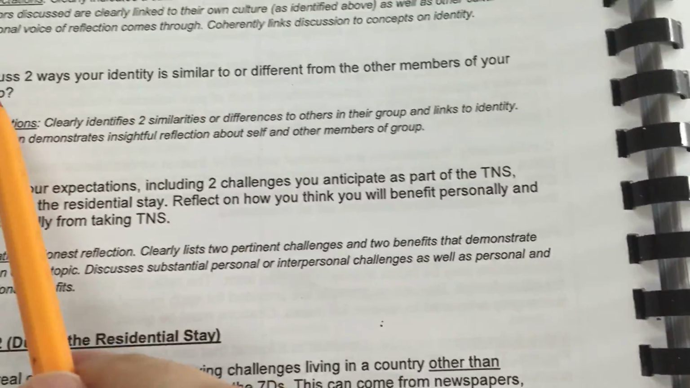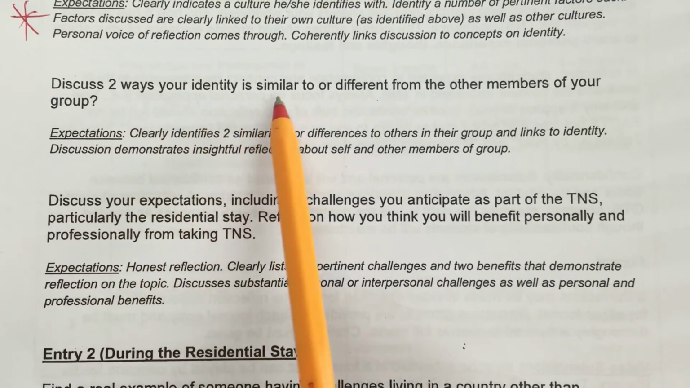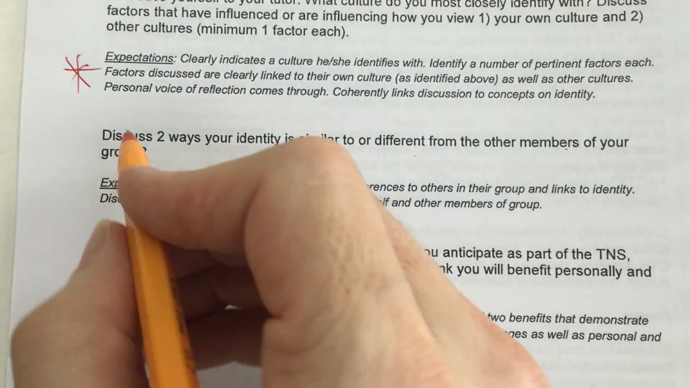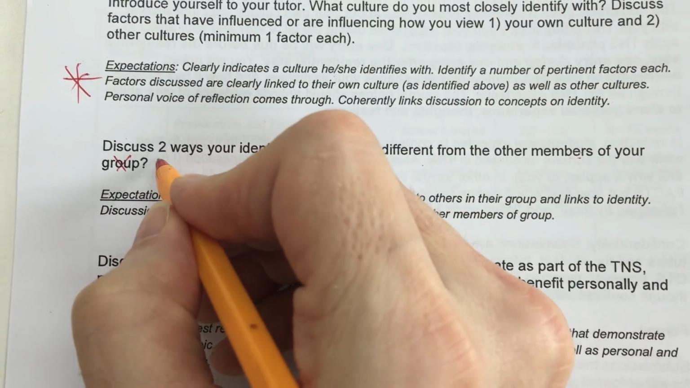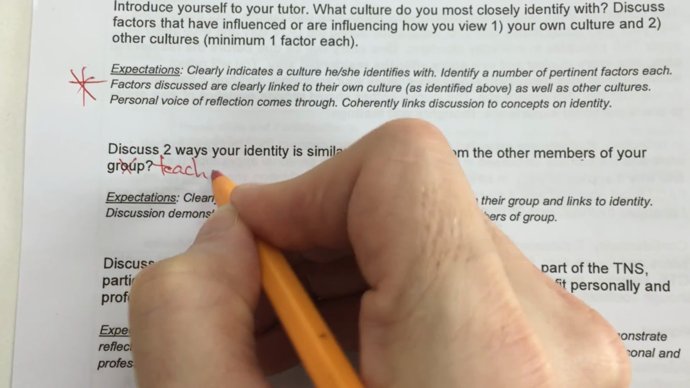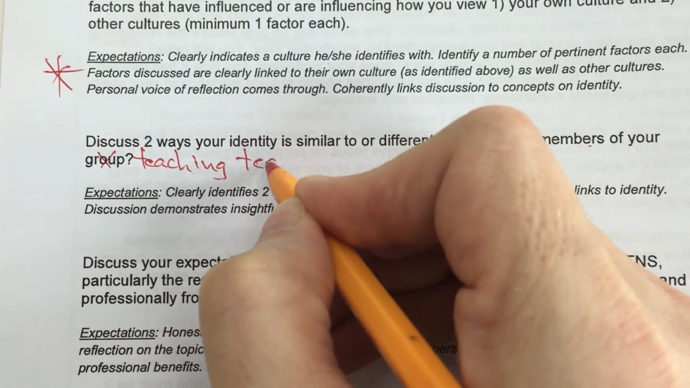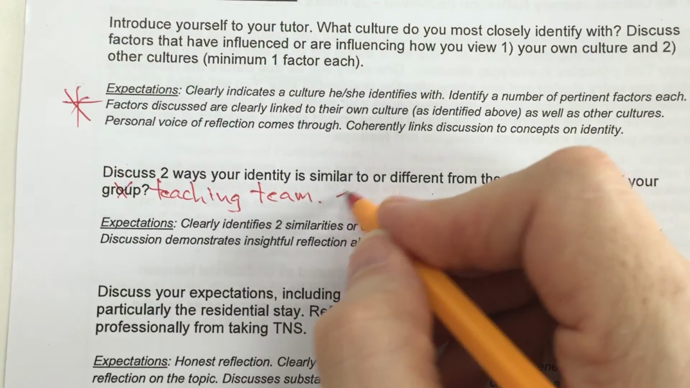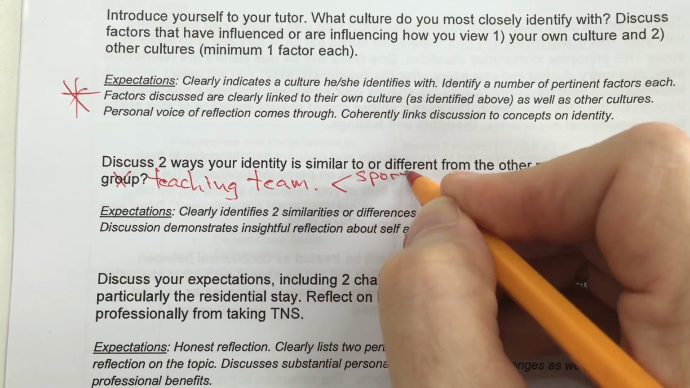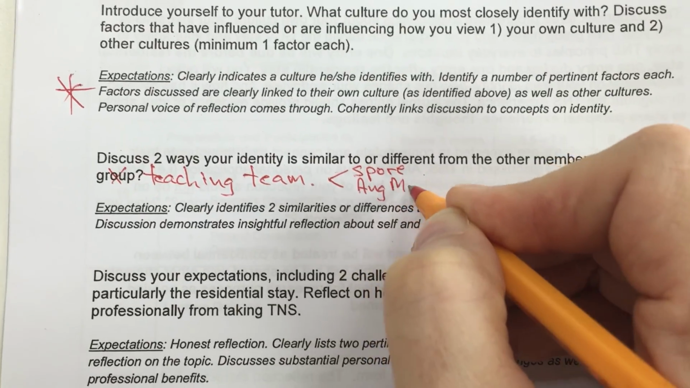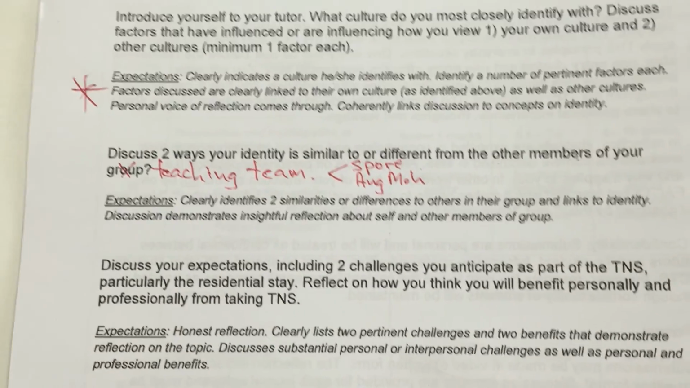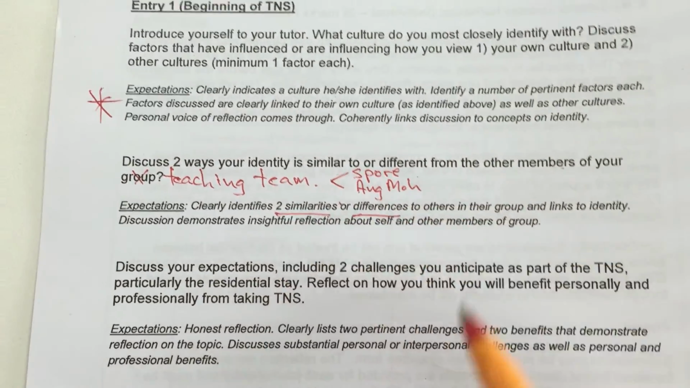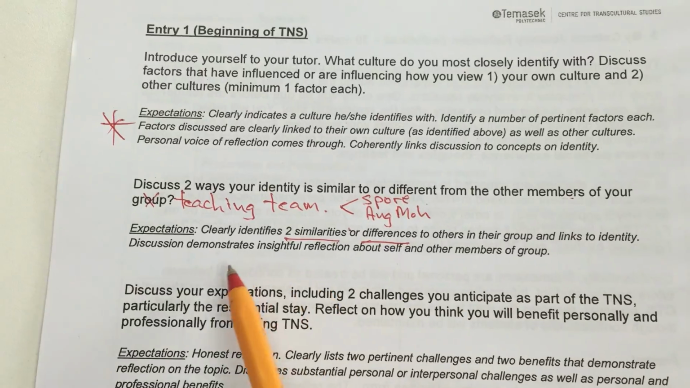Now, the next question: discuss 2 ways your identity is similar or different to other members of your group. Okay, I'm a teacher and you're a student, so I'm not going to use the word group. I'm going to use teaching team. Basically our teaching team has foreigners and it has Singaporeans. And I'll talk a little bit about that. In fact, I'll do my planning right here. I'll just make a note, Singapore versus Ang Mo. We have other foreigners as well, but I'll just stick to those. So I have to identify 2 similarities or differences, and then talk about what it means.